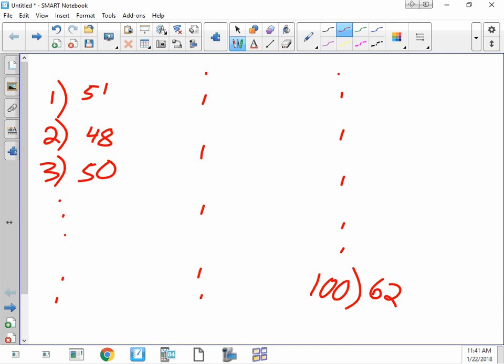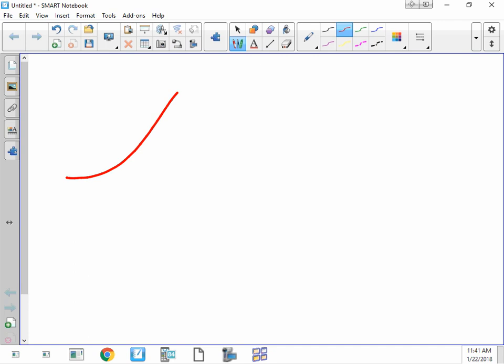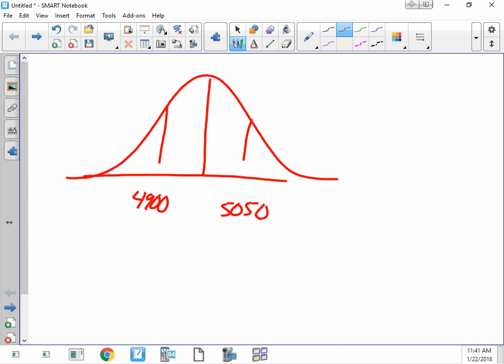Okay, a coin is tossed 10,000 times. Estimate the chance of getting from 4,900 to 5,050. So, in our histogram, 4,900 and 5,050. Okay. We're going to look at this box. What's the left side of that box?